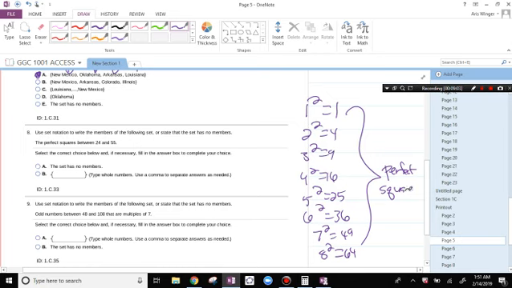And we want to know the ones between 24 and 55. It's these. We'll separate them with a comma. 25, 36, 49.